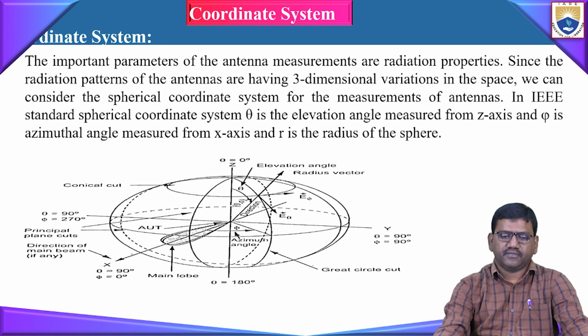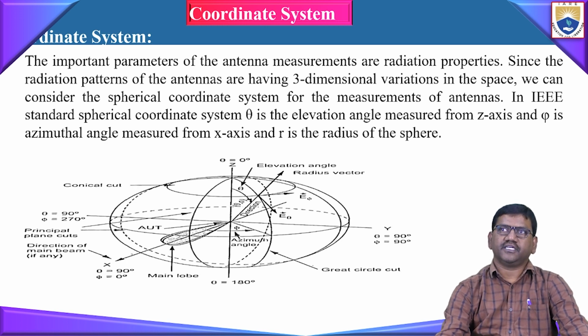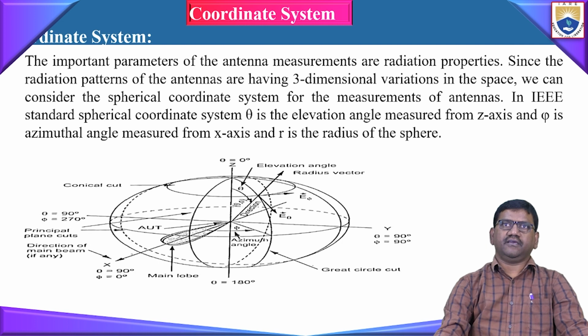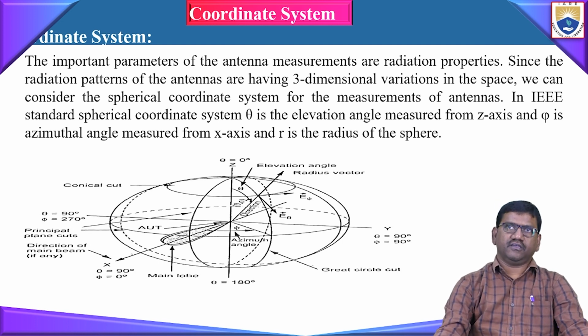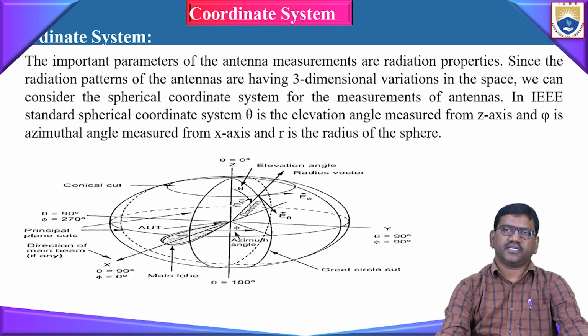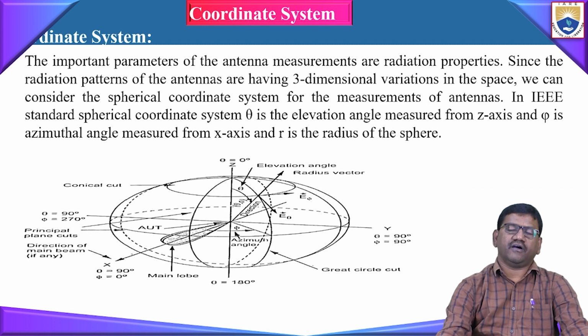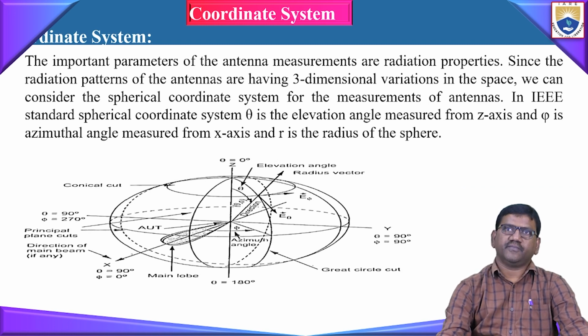Now the coordinate system. The important parameters of antenna measurement are the radiation properties. Since the radiation patterns of antennas have three-dimensional variations in space, we consider the spherical coordinate system. Whenever we design an antenna and want to measure its parameters, we need to study the basic spherical coordinate system. Why? Because we are going to measure the antenna performance in 3 dimensions. The radiation pattern will be 3-dimensional.